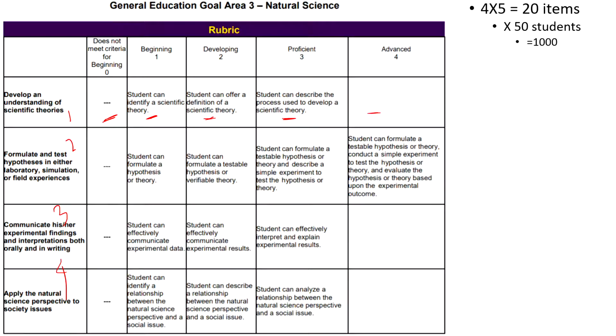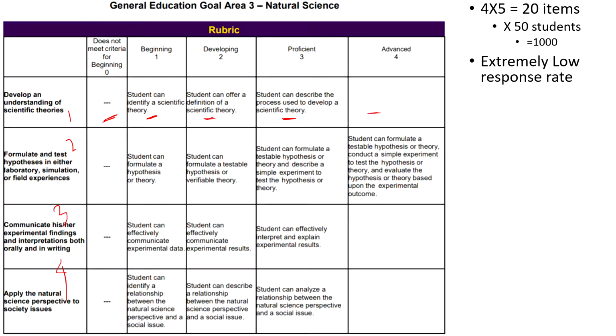So that makes, if you have 50 students, 4 by 5, that's 20 times 50, 1,000 items. And this is why it's so complicated. It takes too much time. And when I was given the data, I found an extremely low response rate.